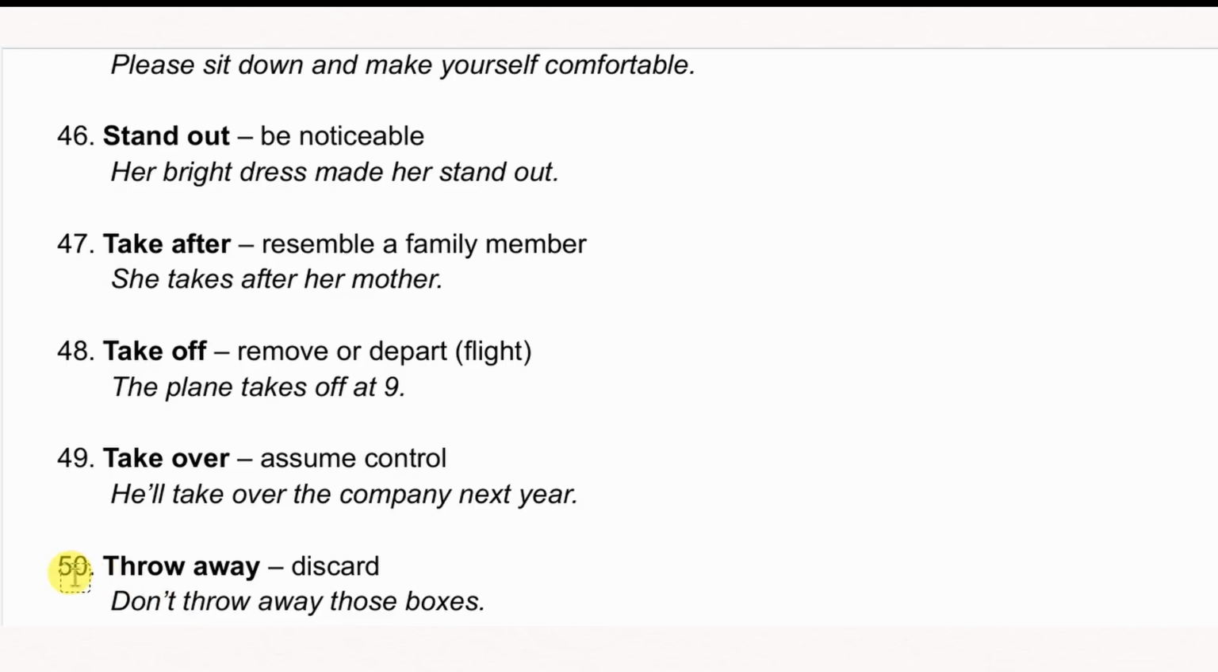50. Throw away. To throw away something, this is to discard something. And you throw away something that you no longer need. You can discard something that you no longer need. For example here, don't worry. No, don't throw away those boxes. Means don't discard those boxes.